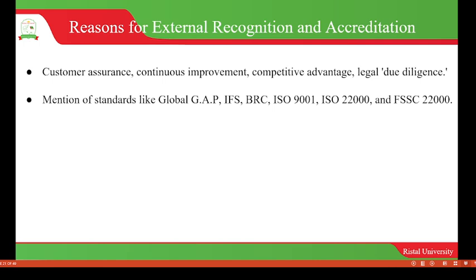So externally, the standards which we normally follow are the Global Good Agricultural Practices, the Indian Foreign Service, British Retail Consortium, ISO, which means International Organization for Standardization, which can be 9001 or 22,000. Then we have the FSSC 22,000.